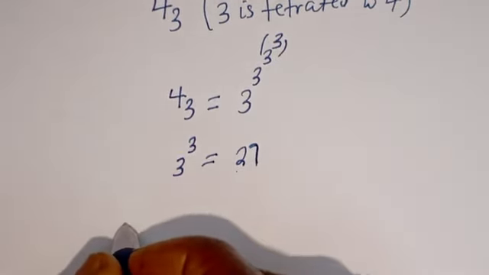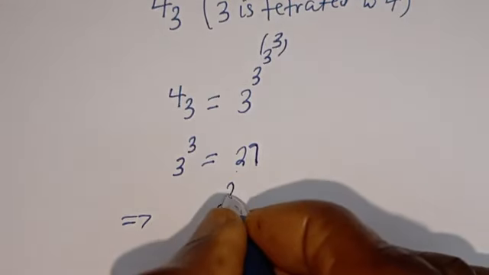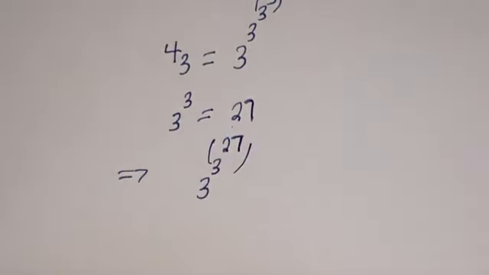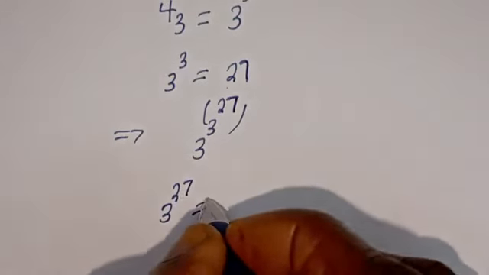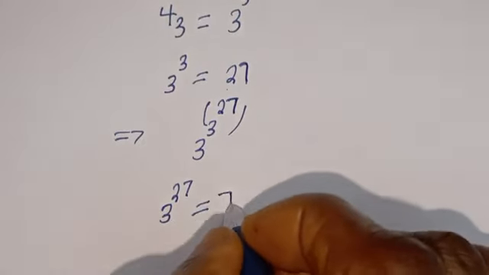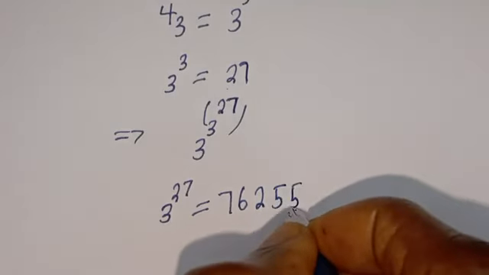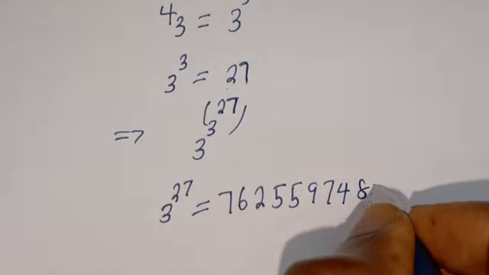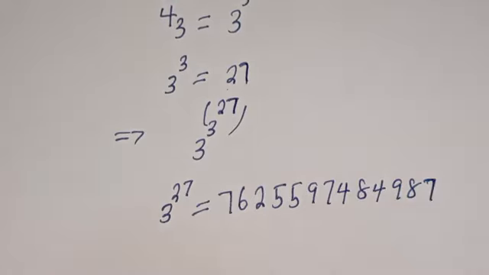Now this is 3 to the power of 3 to the power of 27. Now let's consider this 3 again. Then 3 to the power of 27 is equal to 7,625,597,484,987. You can see how large this is.